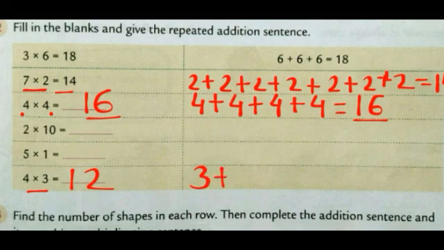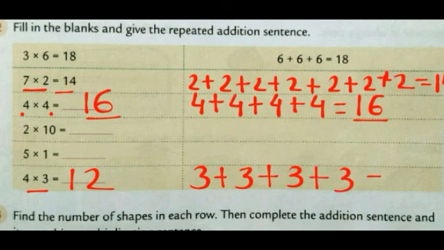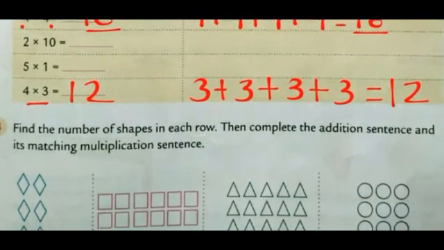3 plus 3 plus 3 plus 3 is equal to... 3 plus 3 is 6, 6 plus 3 is 9, and 9 plus 3 is 12. See, this is the way we form the addition sentence for the given number. Okay. So now we move on to the next question which is given here.